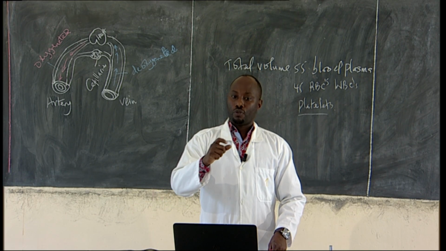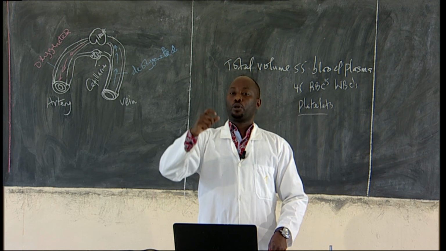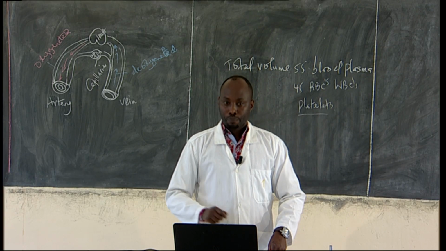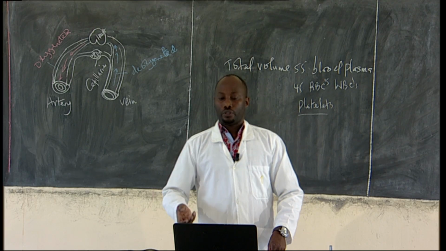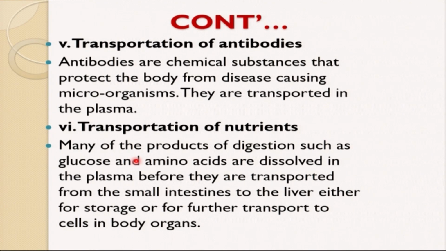So transport of hormones from the glands that produce them to the target organs is normally helped by the blood plasma. Transport of antibodies. Antibodies are used to defend against diseases. These antibodies are chemical substances that protect the body from disease-causing agents, for example microorganisms. They are transported in plasma. So transport of antibodies is also helped by the blood plasma.